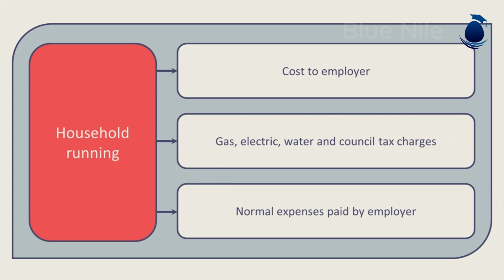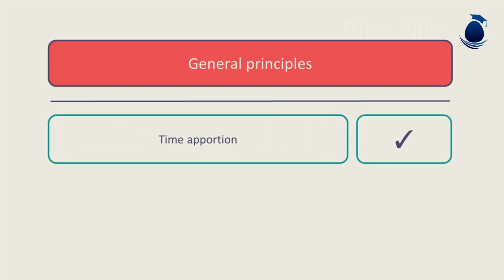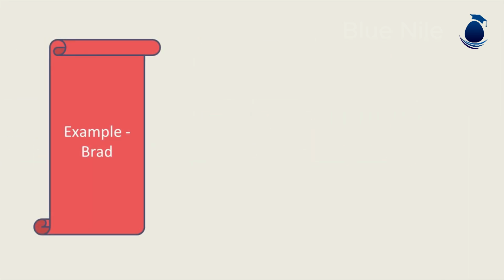So when we get to this final stage, the last thing to check is whether we need to make any adjustment for those general principles we've looked at before. The accommodation benefit is time apportioned where the property is only available for part of the year. And we're allowed to deduct employee contributions from the value of the benefit, although this is most likely to be referred to as rent paid by the employee to the employer. We need to put all of this together into an example to see how it works properly.